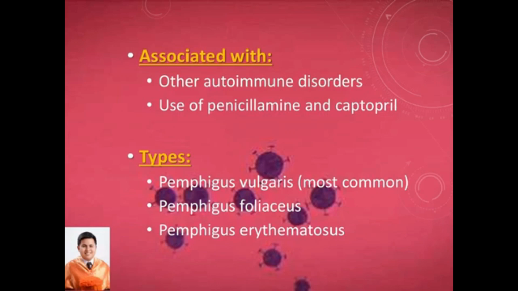This condition is associated with other autoimmune disorders and may be due to the use of penicillamine and captopril. Use of such medications may have a severe reaction to one's integumentary system. We have three types. Number 1, the most common type, pemphigus vulgaris. Second type, pemphigus foliaceus. And the third one is pemphigus erythematosus.